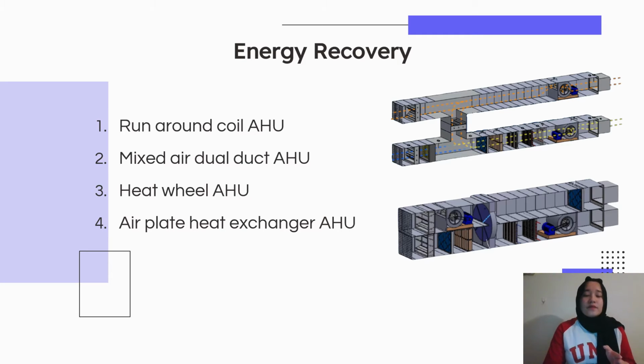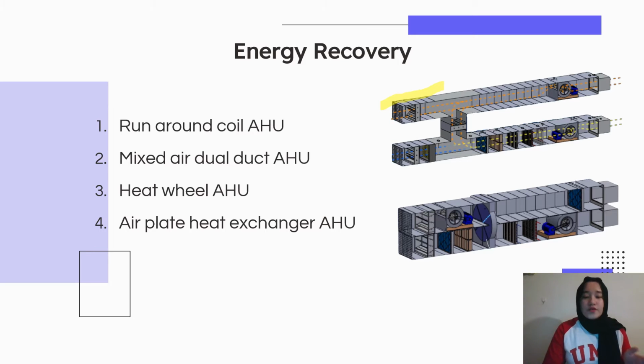The second one is the mixed air dual duct AHU. This is an example of the mixed air dual duct AHU. It allows some of the exhaust air to be circulated back into the fresh air intake to offset the heating and cooling demand. It is safe and healthy to do so, but we need to ensure that the exhaust air has a lower CO2 count. So CO2 sensors are required to monitor the CO2 level.